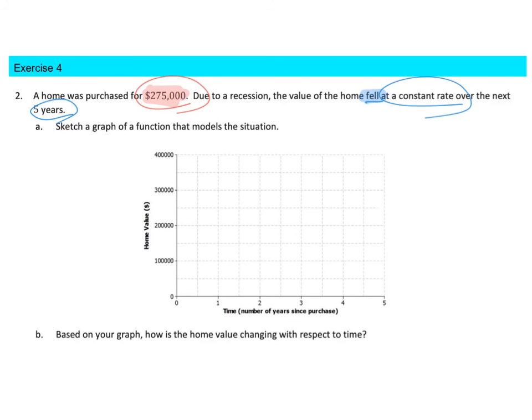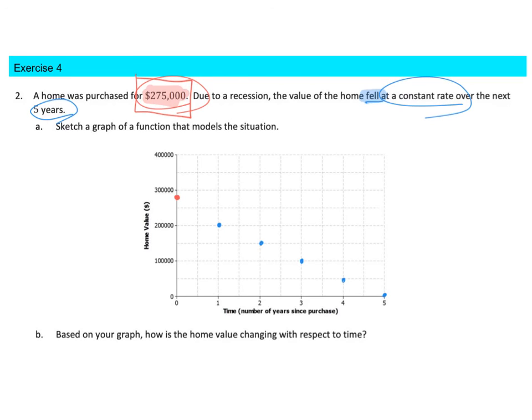All right, I'm going to show you my graph. So I would say we're starting at about right here on our y-axis. I'm just going to say that's around $275,000. And then over time, we're decreasing. So the value of the home is being lost. Okay? Over the next 5 years. So I'm just going to put random dots here.